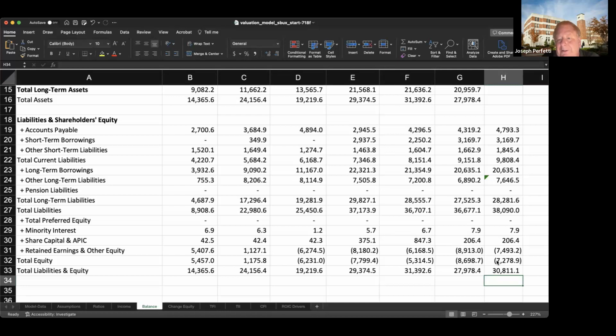It is very important that a balance sheet balance. So here's the trick to making sure that our forecasted balance sheet is going to balance. Go to cell H16, which is total assets, equals H33. Voila, your balance sheet will always balance. Assets will always equal liabilities and equity.